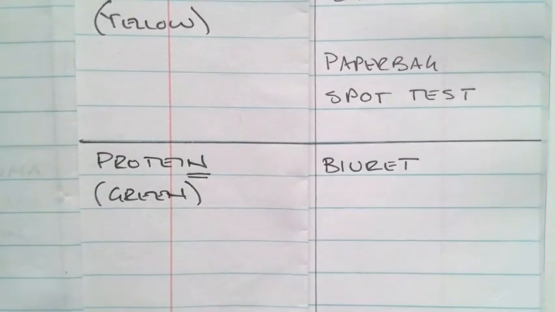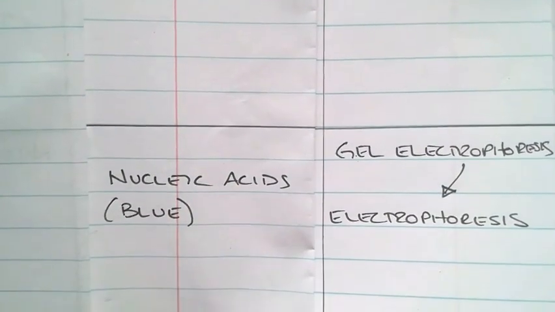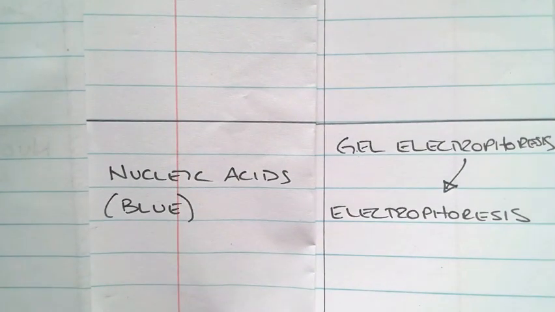For protein, we use something called the Biuret test. And then the last one, we look at nucleic acids, and this is a little bit more complex, and hopefully we'll be doing this in the spring. We do what's called gel electrophoresis, and we look at the different DNA molecules.